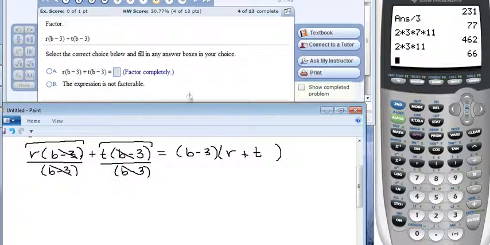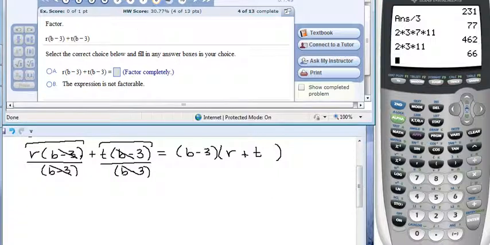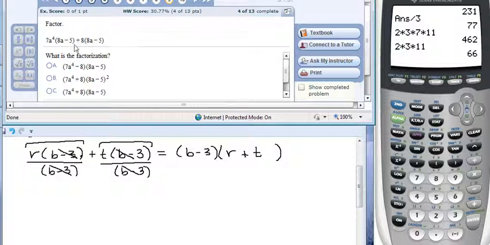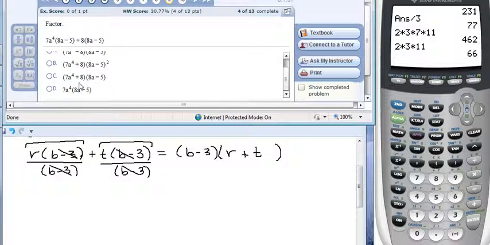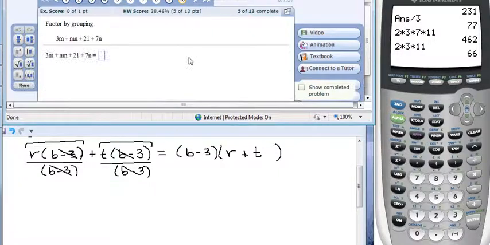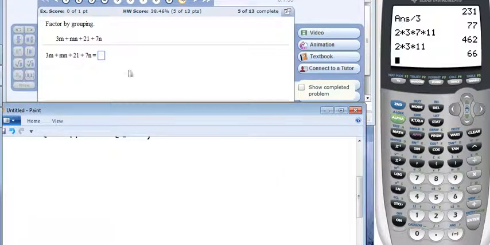Okay? Same thing here. I've got an 8a minus 5 that's in common. Now did you notice that the outside pieces were what was left, the r plus the t? Same thing here, 7a4 plus 8, right? Let's see, 7a4 plus 8, it's this one, right? Fantastic. All right. Okay.